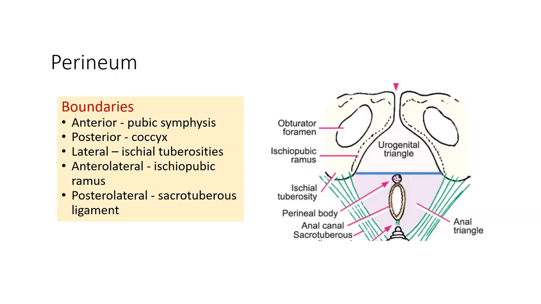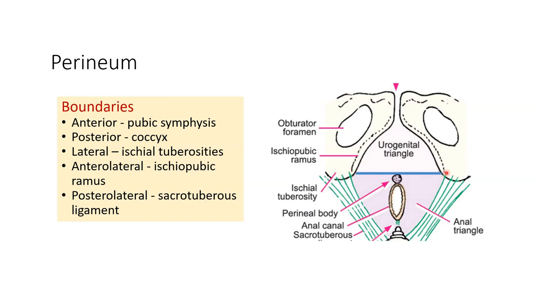Now let us learn about the boundaries of the perineum. Anteriorly, it is the pubic symphysis. Posteriorly is the coccyx. Laterally are the ischial tuberosities. Anterolaterally, the ischiopubic rami. Posterolaterally, the sacrotuberous ligaments. And in this picture, you can see it divided into two triangles, an anterior urogenital triangle and a posterior anal triangle, by means of an imaginary line drawn across the ischial tuberosities.